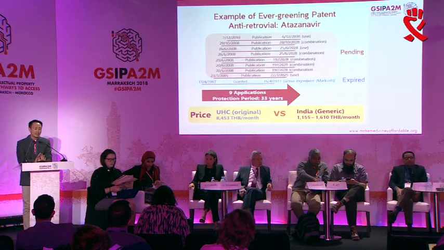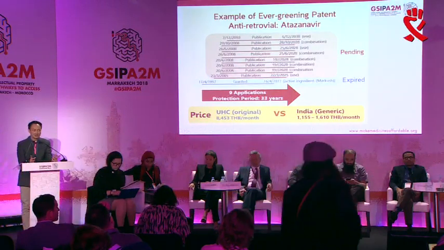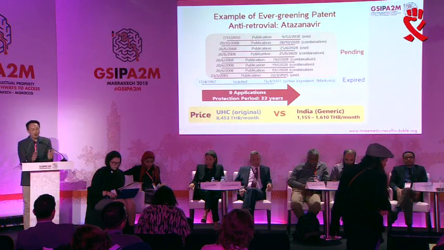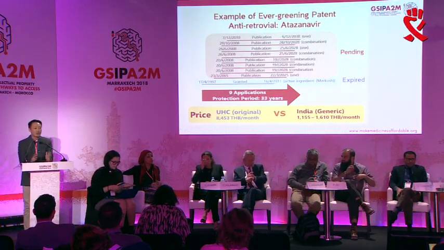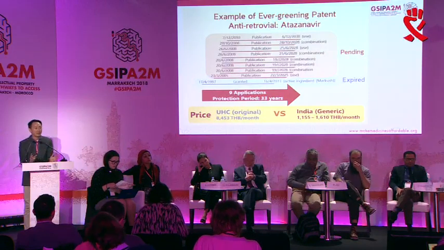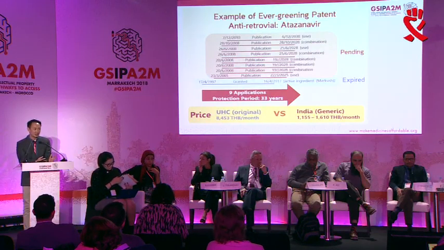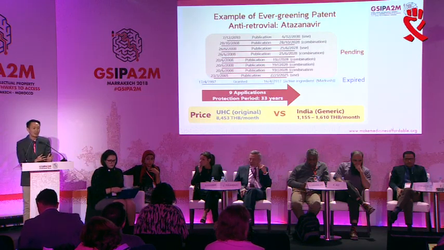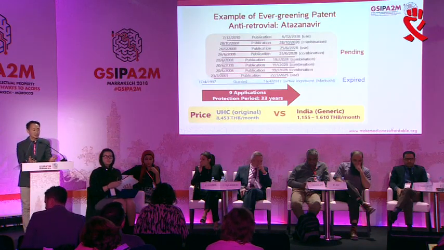This is quite a usual tactic that big pharma use all the time. Just one medicine, but with a lot of applications on that one medicine. They try to prolong or extend the protection more than 20 years from the original, the very primary patent that was supposed to be protected. And out of these 9 applications, the patent protection covers 33 years instead of 20 years.